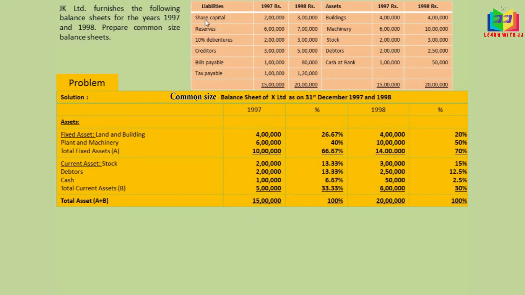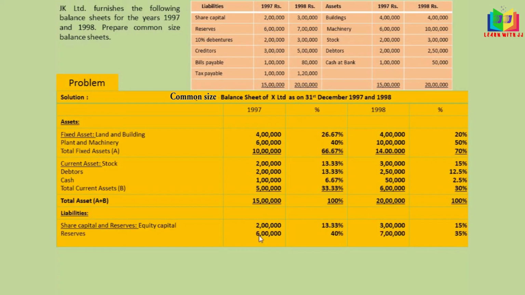Okay, in liabilities, first we have share capital and reserve. This will come under the share capital and reserve heading. Yes, first equity capital is 2 lakh and 3 lakh. Okay, 2 lakh divided by 15 lakh will get 13.33, and 3 lakh divided by 20 lakh will get 15%. Okay, and similarly for reserve, 6 lakh and 7 lakh. 6 lakh divided by 15 lakh is 40%. 7 lakh divided by 20 lakh is 35%.